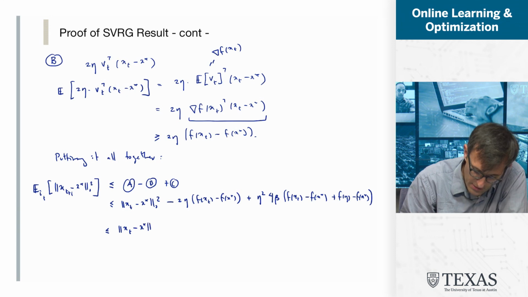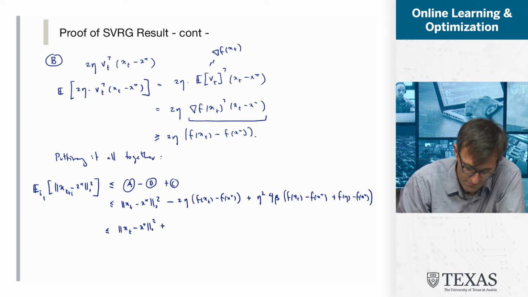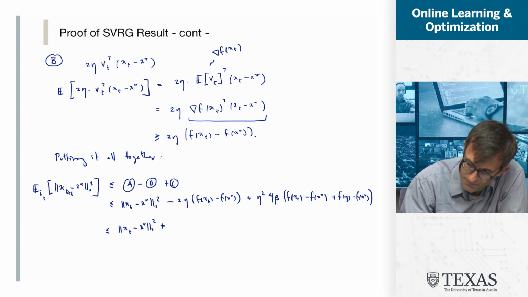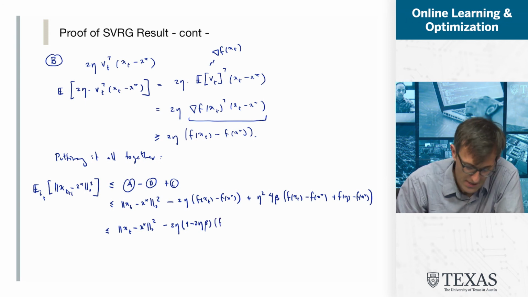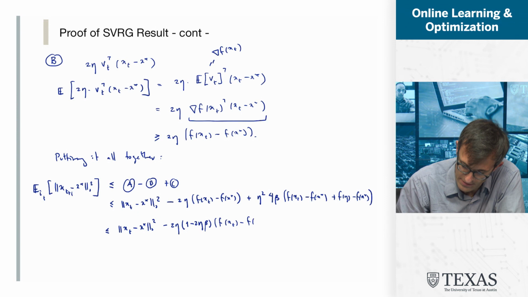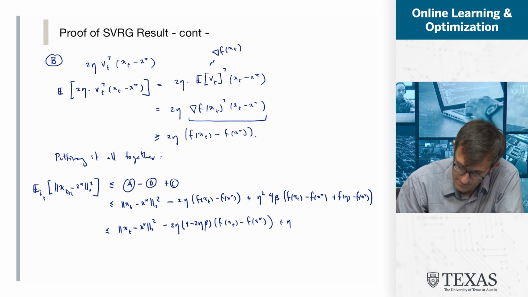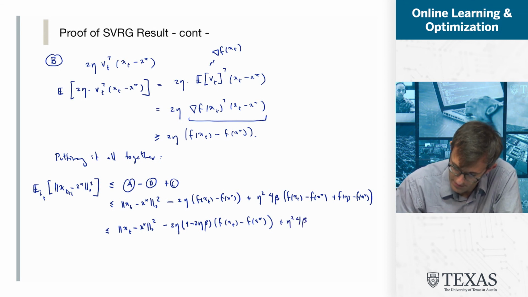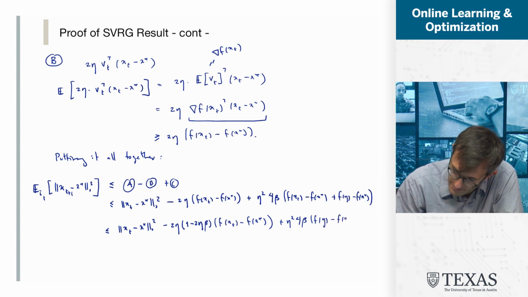xt minus x star squared plus, minus 2 eta times 1 minus 2 eta beta times f of xt minus f of x star, plus eta squared 4 beta times f of xt, f of y minus f of x star.